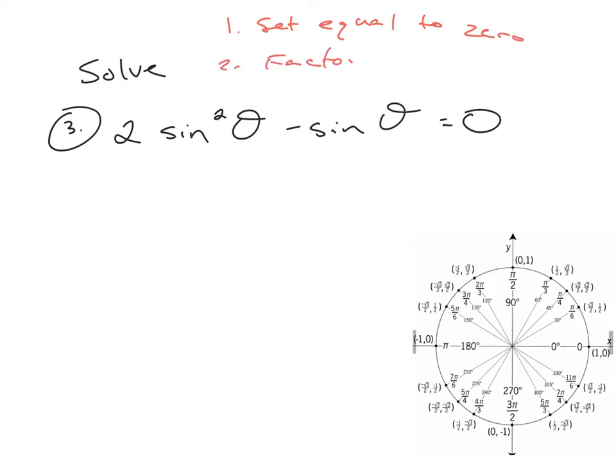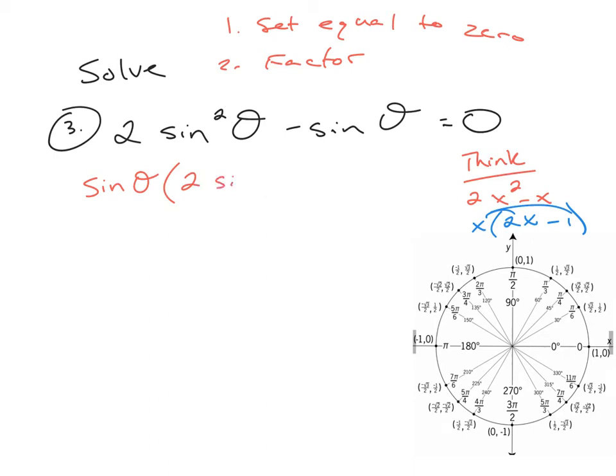So this problem is already set equal to 0, and we want to factor it. So I'm going to put a little think, and I want you to think if this was 2x squared minus x, what we would do. We would take a GCF away, which is x, and we'd be left with 2x minus 1. Remember, if you distribute that, you'd get what you started with. So we're going to do the same thing here, and we're going to take a sine theta away from both terms. The first term would still have a 2 out in front, but it would just be sine theta. And the second term, if we take away a sine theta from sine theta, we're left with 1. That's kind of like a placeholder.